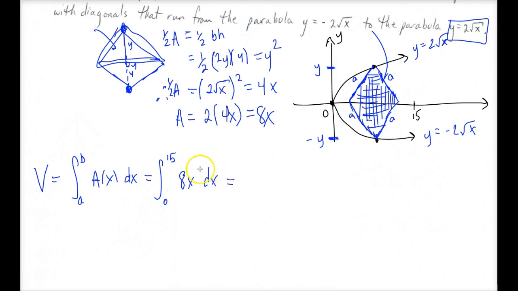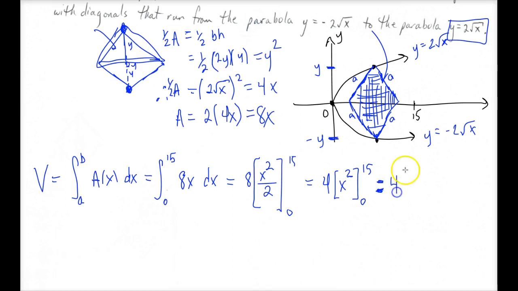So here we know that we can ignore the constant. The antiderivative of x is just x squared divided by 2. And we can evaluate that from 0 to 15. If I factor the 1/2 out of the grouping symbols, then 8 divided by 2 is 4. We just have x squared from 0 to 15. And then, of course, we use the net change theorem to evaluate. So 4 times 15 squared minus 0 squared.